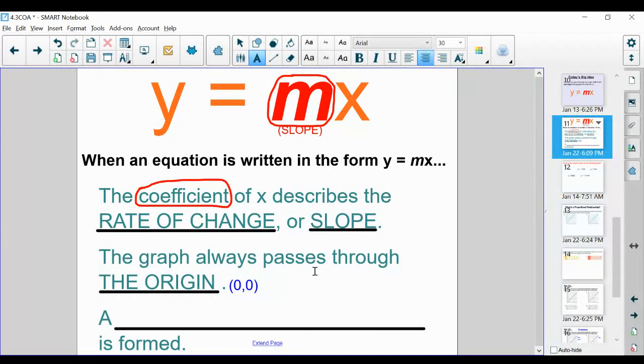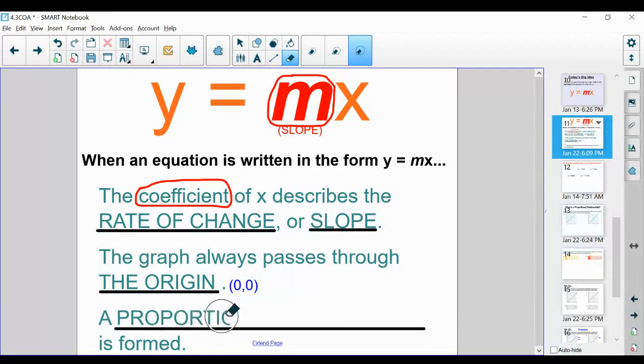So these proportional relationships will always go through 0, 0, as we saw last class. And a proportional relationship is formed. Again, we talked about this last class. The proportional relationship between the miles per hour, the pizzas per dollar, right? This proportional relationship is going to be formed. So again, let's go through this.